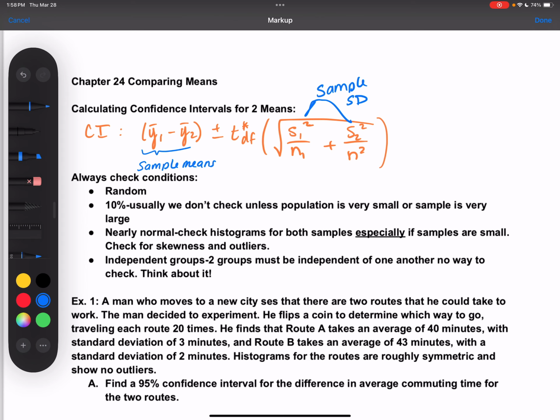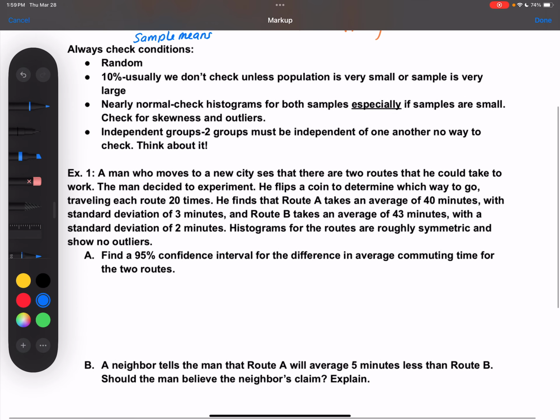Okay. A man who moves to a new city sees that there are two routes that he could take to work. The man decided to experiment. He flips a coin to determine which way to go. Traveling each route 20 times, he finds that Route A takes an average of 40 minutes with a standard deviation of 3 minutes, and Route B takes an average of 43 minutes with a standard deviation of 2 minutes. So I'm going to underline each one here. And he's doing it 20 times, so that'll be our n value.